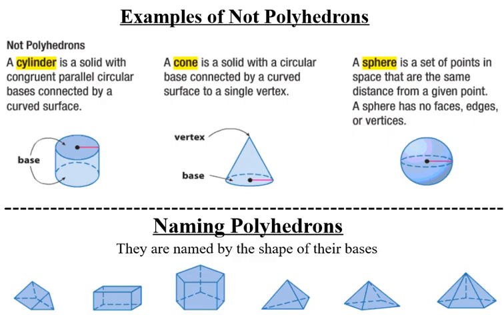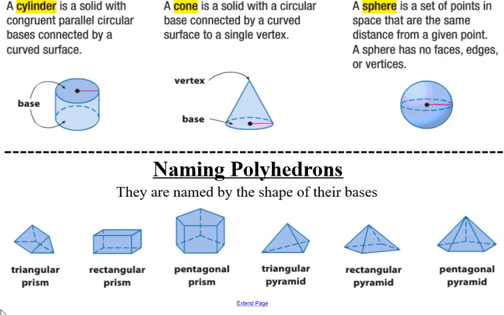Examples of things that are not polyhedrons: essentially anything that has a curved surface. A cylinder is not a polyhedron. A cylinder is a figure where we have a circular base. So it's a circular prism, really. A cone is a circular pyramid, but because of the curve, it is not a polyhedron. And a sphere is the three-dimensional version of a circle, the set of all points that are equidistant from the center.